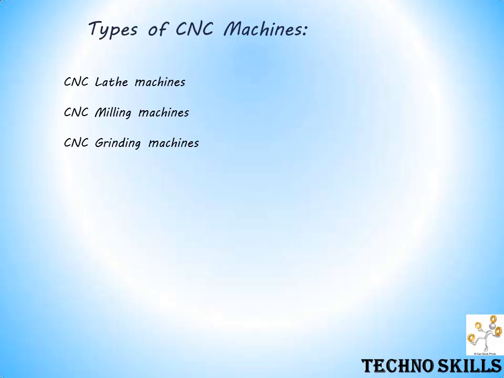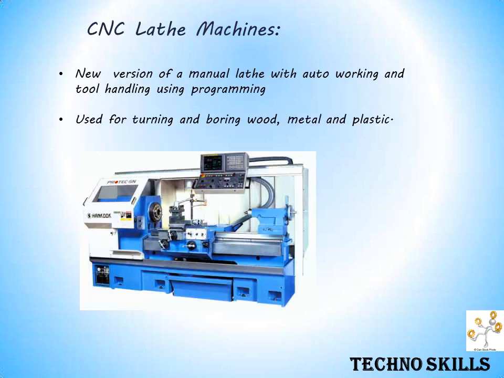So, what are the types of machines we have? Lathe machines, milling machines, grinding machines. These three are the familiar machines in industry. And the CNC lathe machine is mainly used for turning and boring wood, metal, plastic. So, this is a small CNC machine picture. We will be seeing a brief about the CNC turning center in a separate video in future. So, now let us go on to the next slide.